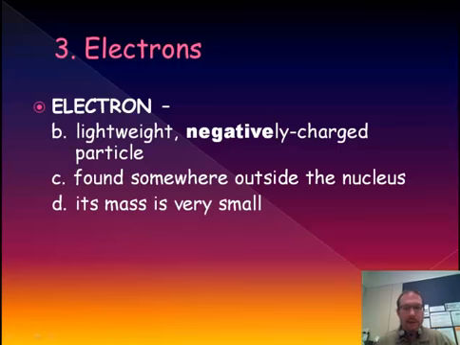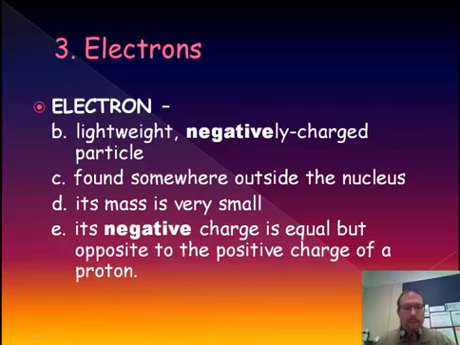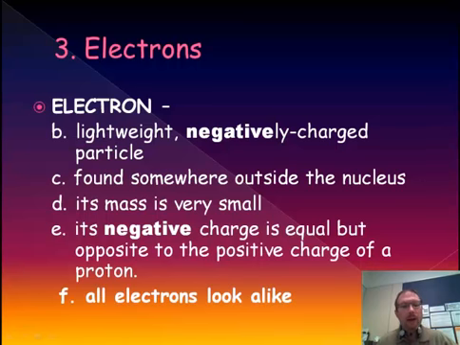Like I said, the mass is very, very tiny. Now, even though it's very tiny, its charge is equal to the charge from a proton, except that a proton has a positive electric charge, this has a negative electric charge. And all electrons are alike. There's no such thing as a gold electron or a carbon electron or a phosphorus electron. An electron is an electron is an electron.